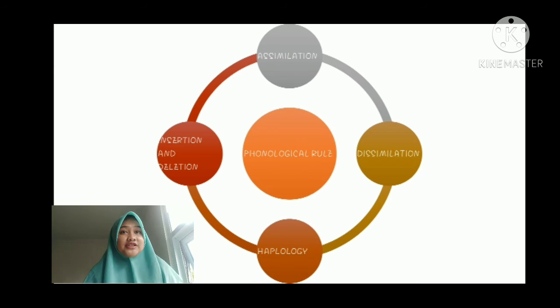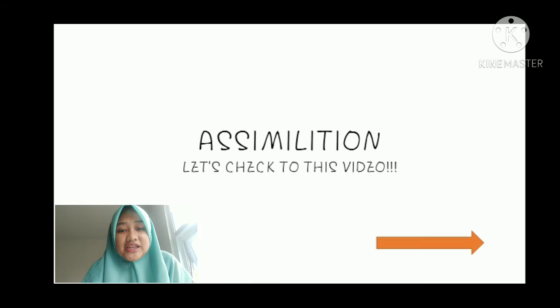Okay, the first type of morphological rules is assimilation. Assimilation is a common phonological process by which one sound becomes more similar to another nearby sound. Okay, let's check this video.